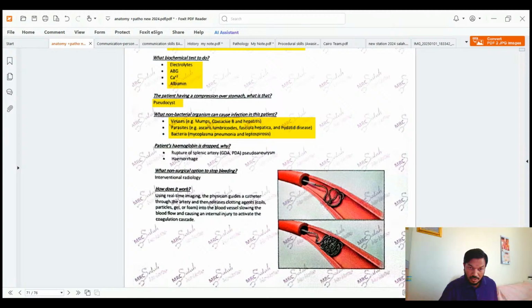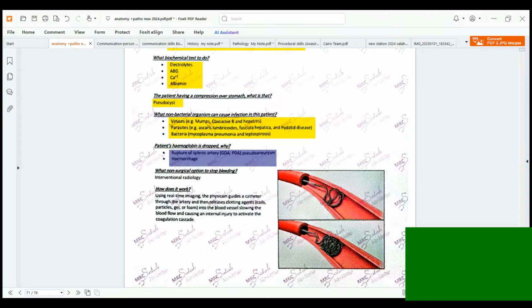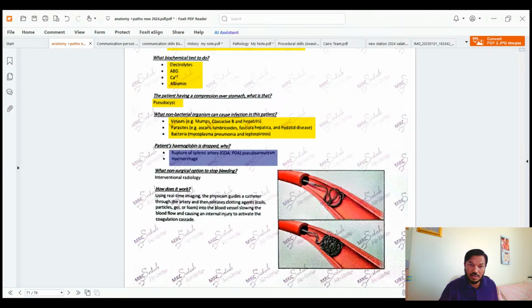The patient's hemoglobin has dropped. Why? Rupture. Rupture of the splenic artery, gastroduodenal artery, pancreatic artery, and severe aneurysm and hemorrhage. Rupture of the splenic artery aneurysm with hemorrhage.